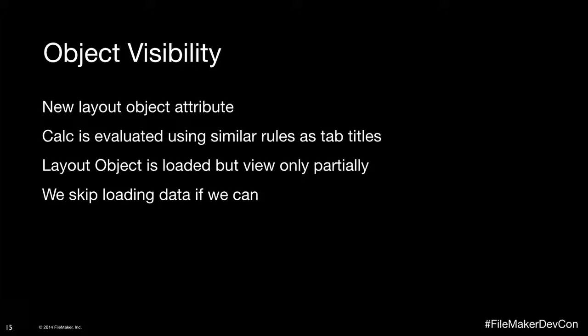When you're using programmatic object visibility, we load the layout object, we load the model that comes down with the layout when it's first loaded, but we don't create the view until that object is made visible. So we don't necessarily load the data. If all the fields on your layout are from the same record, we do load data a record at a time, but for instance, if you've got a container with an image or a movie in it, we're not going to start loading that until you make that object visible.